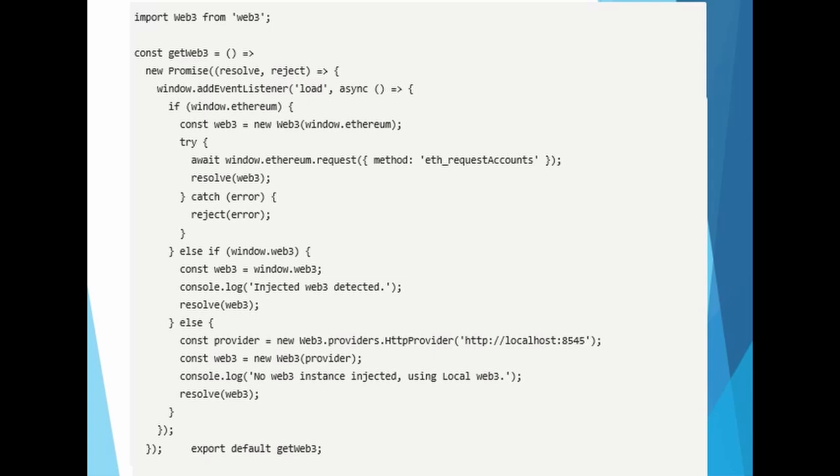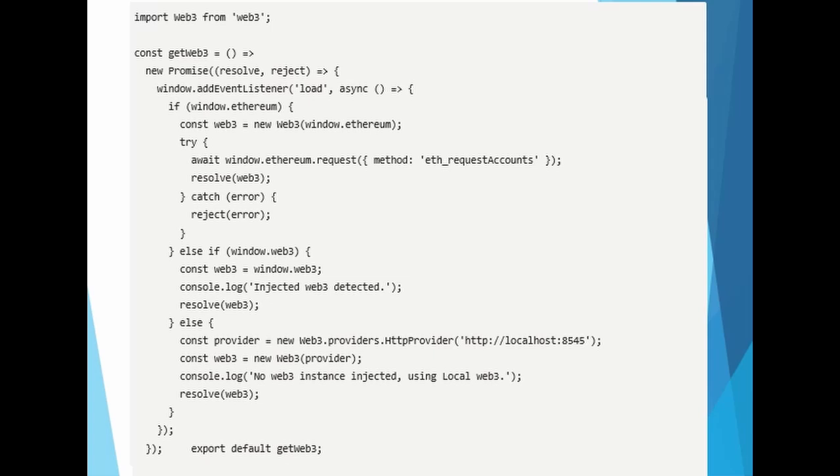The getWeb3 function attempts to create a Web3 instance by checking various sources for an Ethereum provider. It first imports the Web3 library, then the getWeb3 function returns a promise. A promise in JavaScript represents an operation that can be pending, fulfilled, or rejected. It then waits for the web page to fully load by adding an event listener for the load event. It then checks for window.ethereum, which is injected by the browsers, like MetaMask, if it exists. If it exists, a new Web3 instance is created.